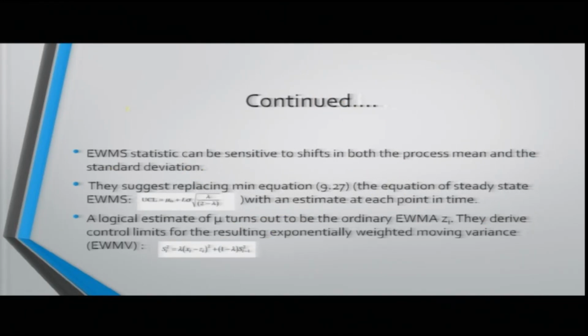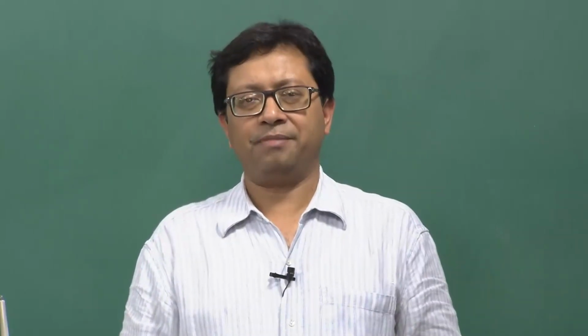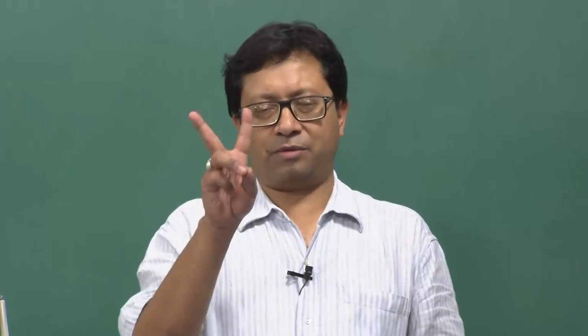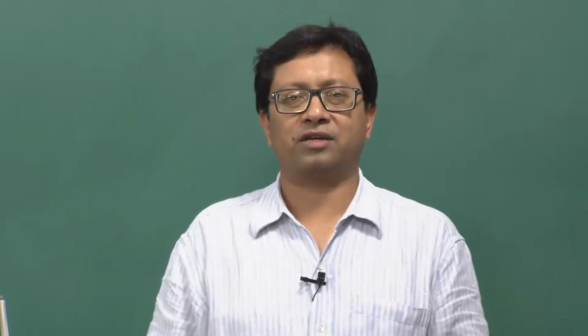So, EWMA statistics can be sensitive to shifts in both the process mean and the standard deviation. I should spend a few minutes here. Say for example, there is a population and it is normal, and I need some information with respect to the mean, which is the first moment, or with respect to the variance, which is the second moment. Now, if it is only information with respect to the mean, there can be case 1 and case 2. Let us discuss case 1 and case 2. I am just going to mention it qualitatively and verbally, and I am sure you will understand that.